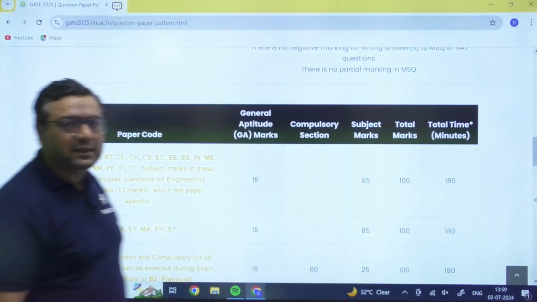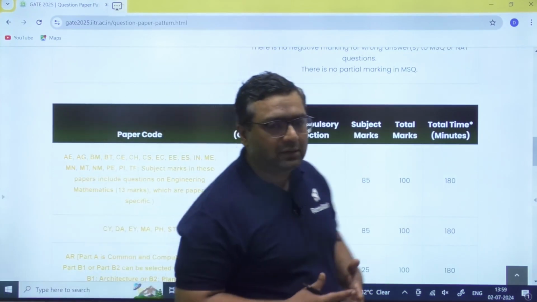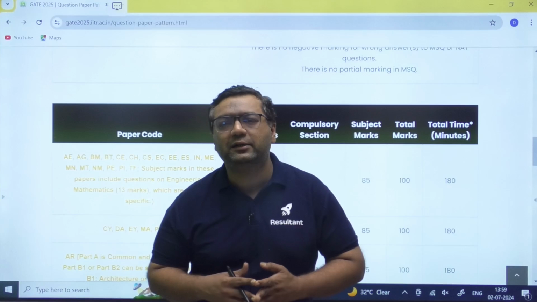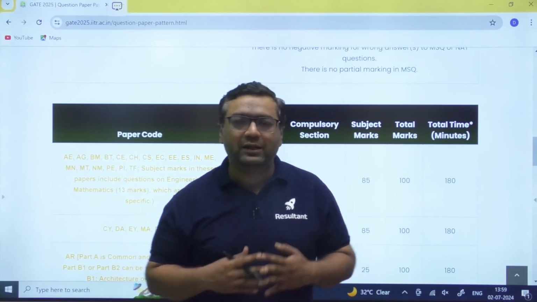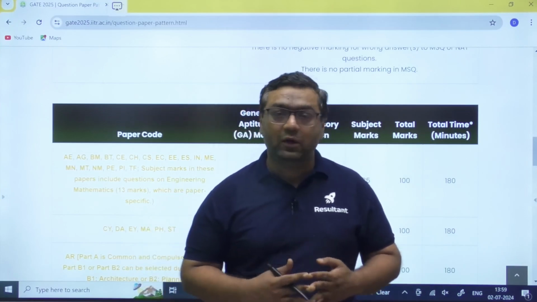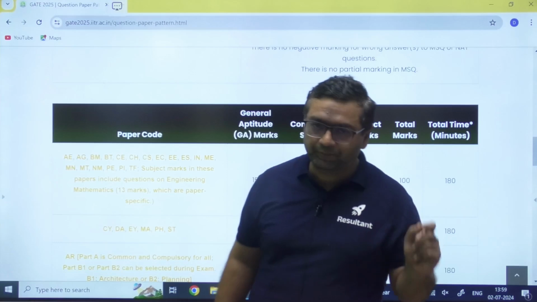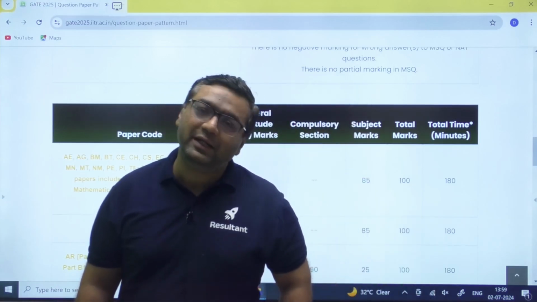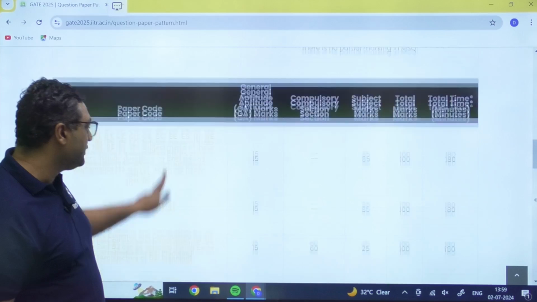Negative marking is there, 1/3. For a 1 mark question, if you give a wrong answer, your marks will be deducted by 0.33. If you give a wrong answer for a 2 mark question, your marks will be deducted by 0.66. This is going to be the marks deduction. If you do not answer a question, you will get 0 for that. For a correct answer, obviously you will get the full marks.